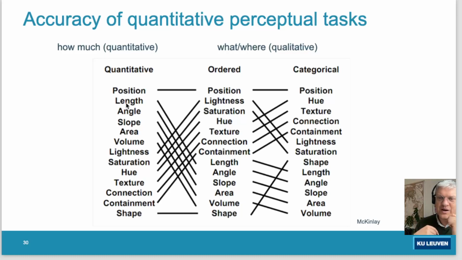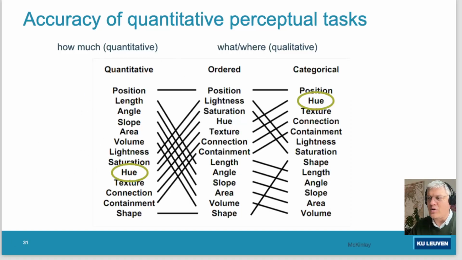Actually, we can turn this around as well and use it to analyze pictures. So if you have a picture, basically look at the position. What's the position of the things on the screen or on the paper? And that may be the most important thing that I want to show, right?